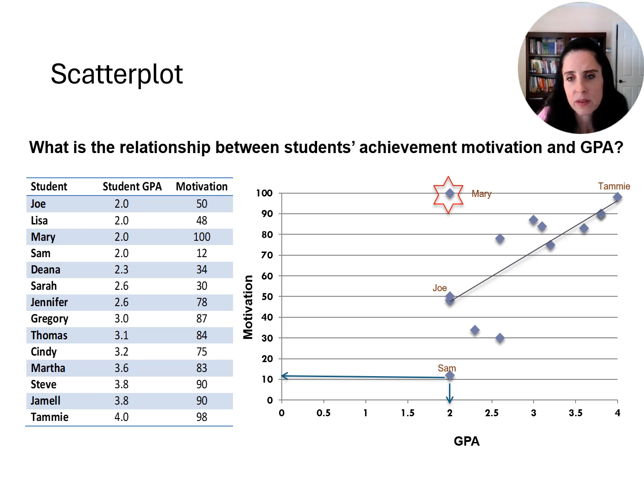One of the students doesn't seem to follow this general pattern though, and this student is Mary. She is one of the students with the lowest GPA but has the maximum score on the motivation scale, so she is an exception or an outlier.